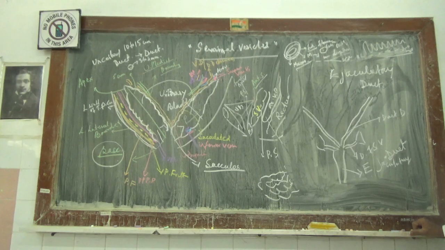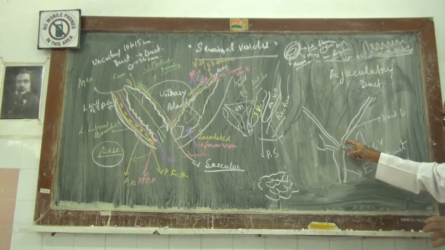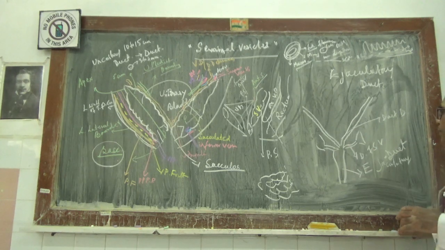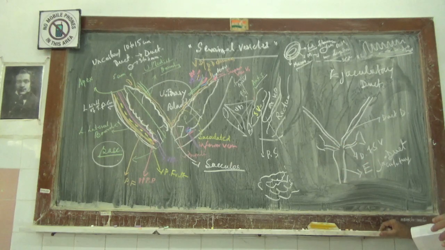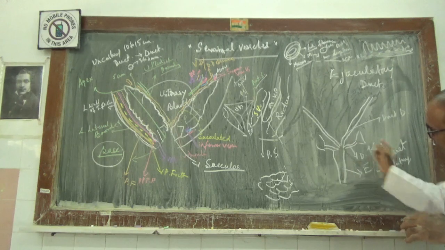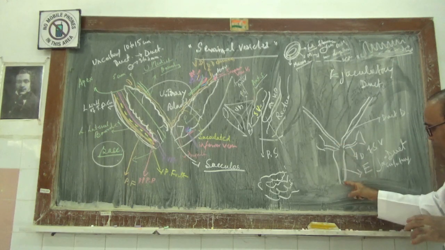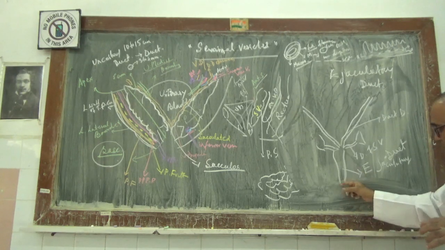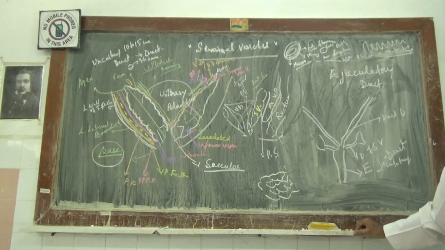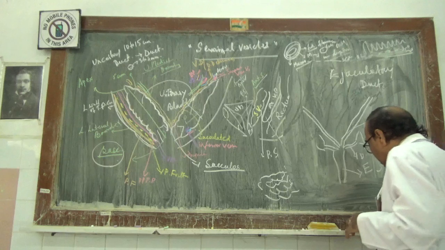Now this ejaculatory duct is formed by the union of the ductus deferens, one on either side, and the duct from the seminal vesicle on either side, running downwards and a little forwards, to open into the prostatic part of the urethra in the prostatic utricle.